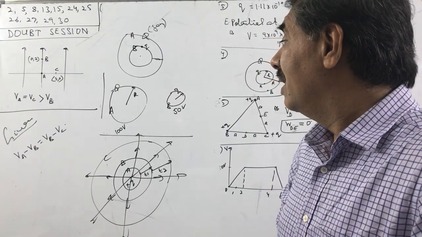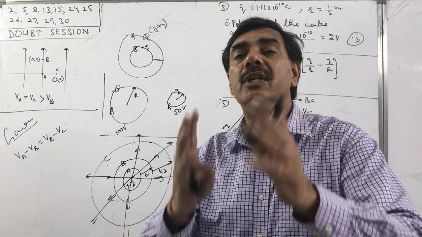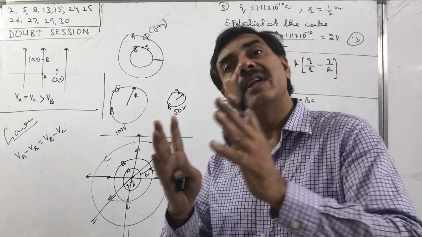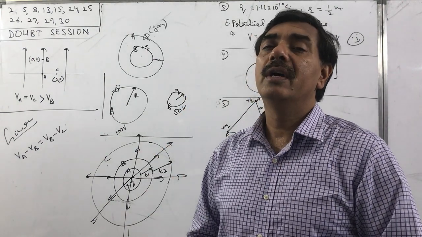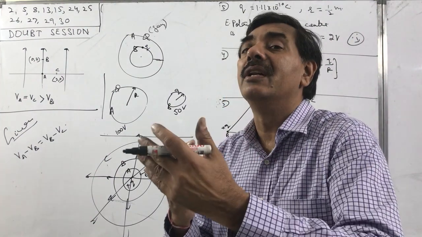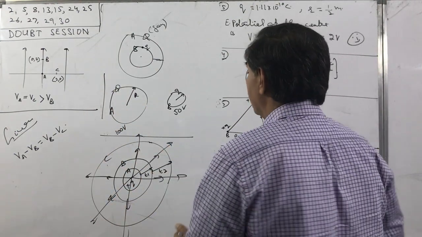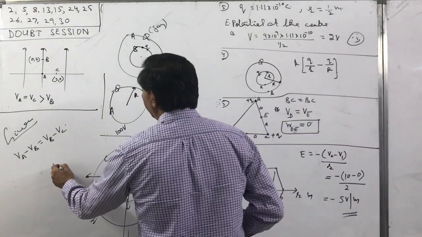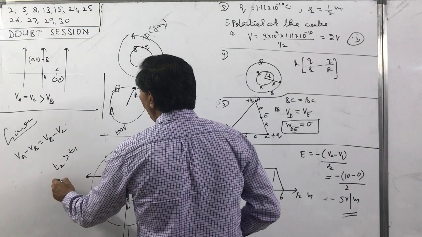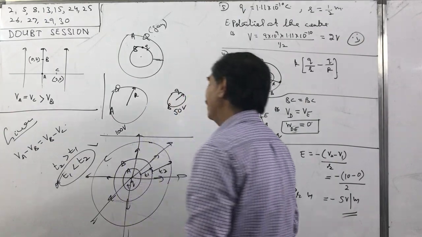This means as we move away from the charge plus Q, the rate of change of potential, that is the electric field, goes on decreasing. For the same decrease in potential, the distance has to be more. Thus, T2 must be greater than T1, or T1 is less than T2.